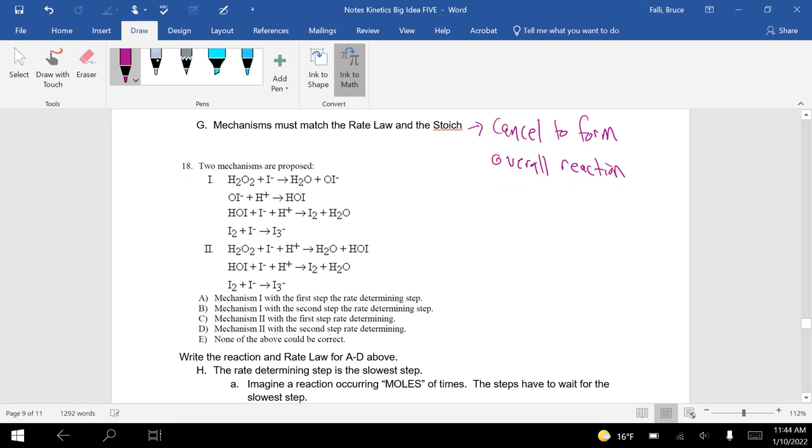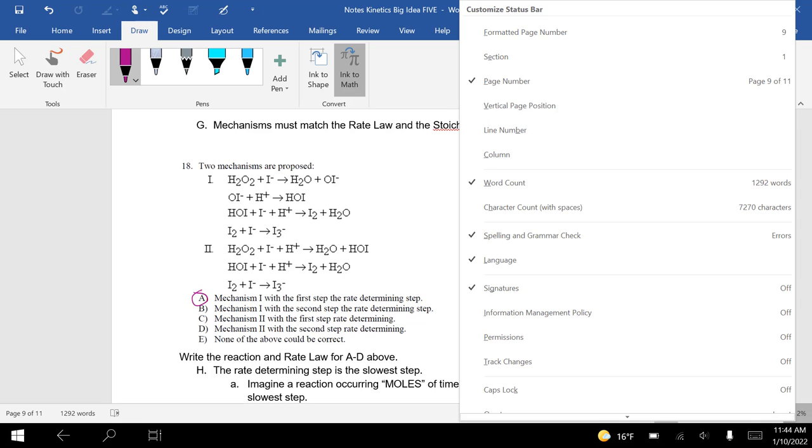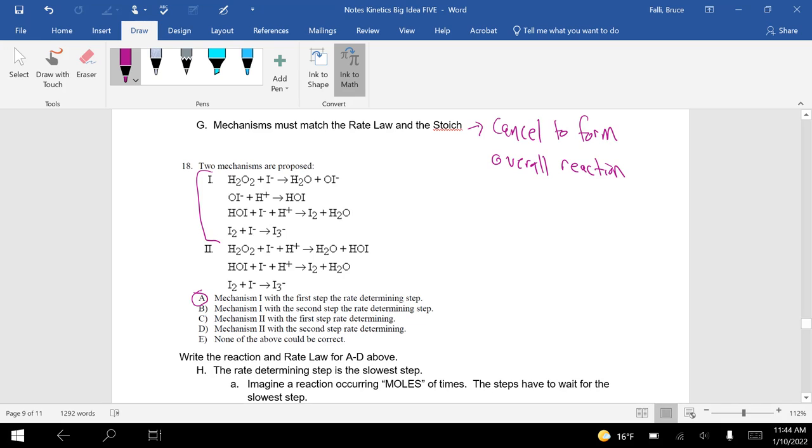Okay, write the reaction and the rate law for A through D above. So let's look at A. Mechanism one, with the first step being the rate determining step. So that means what that would look like is this would say slow, and this would say fast, and this would say fast. Okay, so my rate law is only affected by my slowest step.